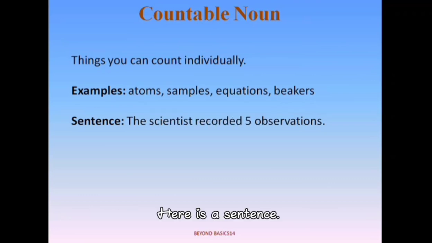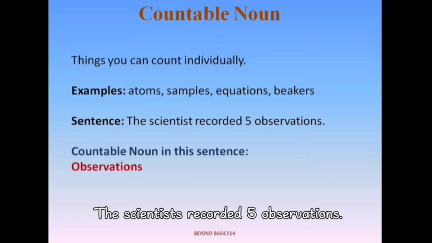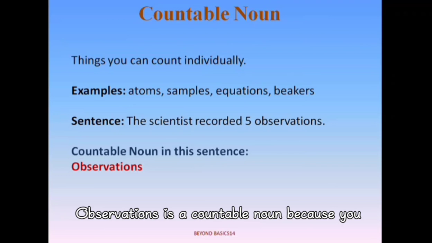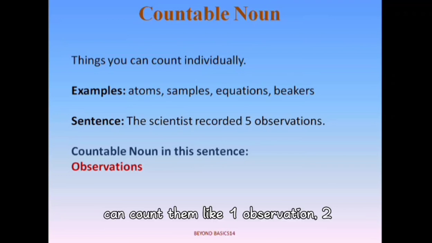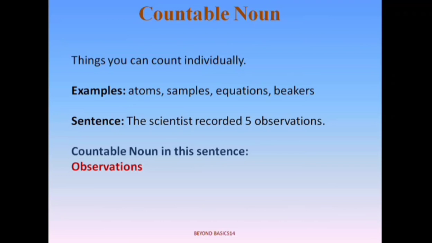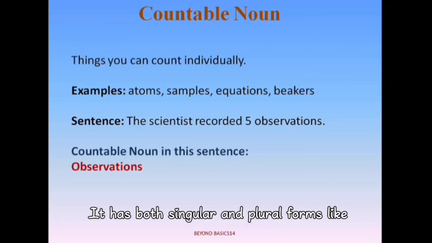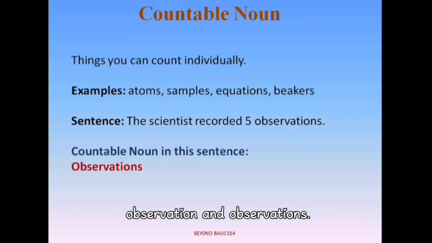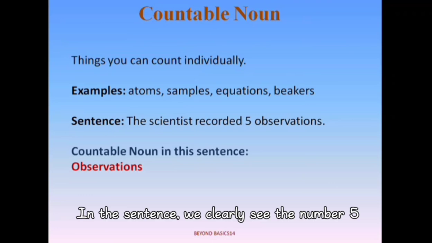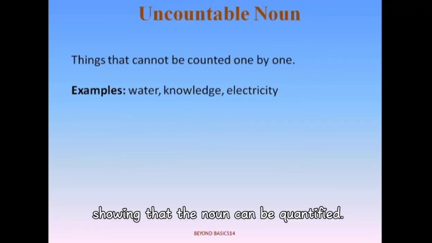Here is a sentence. The scientist recorded 5 observations. Observations is a countable noun because you can count them like 1 observation, 2 observations, 5 observations, etc. It has both singular and plural forms like observation and observations. In this sentence, we clearly see the number 5 showing that the noun can be quantified.